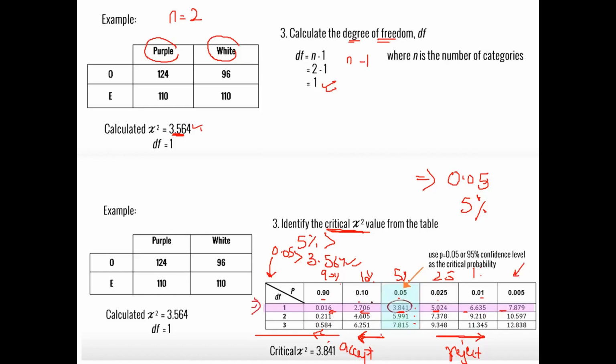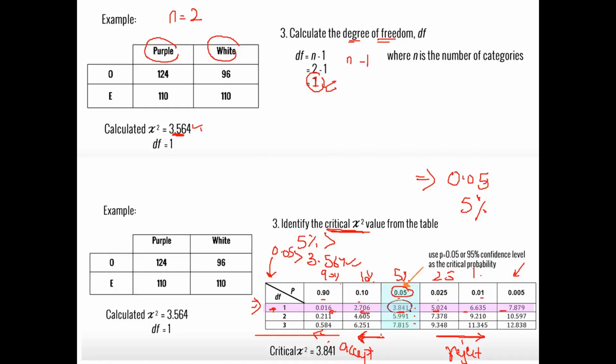ठीक है. So हमने क्या किया, we worked out the degrees of freedom. We had two categories. ठीक है. So हमारे पास 2 minus 1, क्योंकि n minus 1 is the formula, we got 1. तो फिर हमने क्या किया, हमने अपने यहाँ पे degrees of freedom में 1 identify किया, ठीक है. 1 के अंदर then we look for the value, और हमें ये पता है कि we have to look for at 0.05. तो हमने ये देखा कि 1 पे the answer is coming at 3.841. This is your chi-squared value, critical chi-squared value.